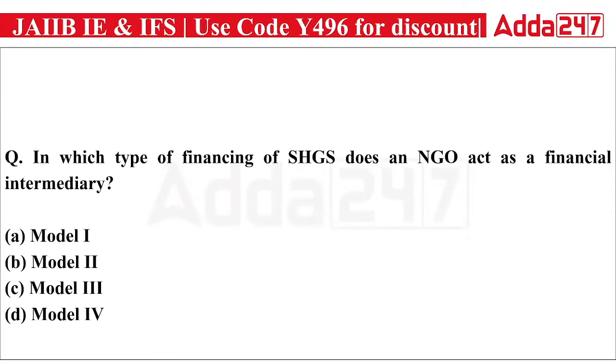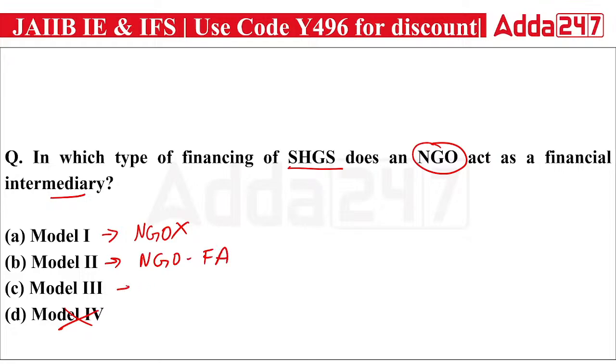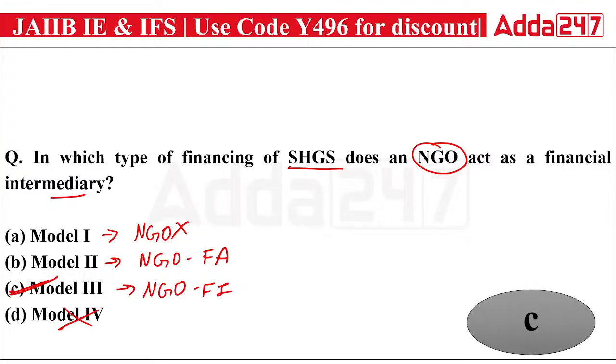Okay. Next. In which type of financing of self-help groups does an NGO act as a financial intermediary? In what type of self-help group model does the NGO act as a financial intermediary? We have just discussed that there are only three models, so you can eliminate the fourth option. In model 1, the NGO has no intervention. In model 2, the NGO acts as a facilitating agency. In model 3, the NGO acts as a financial intermediary. The right answer will be the C option.